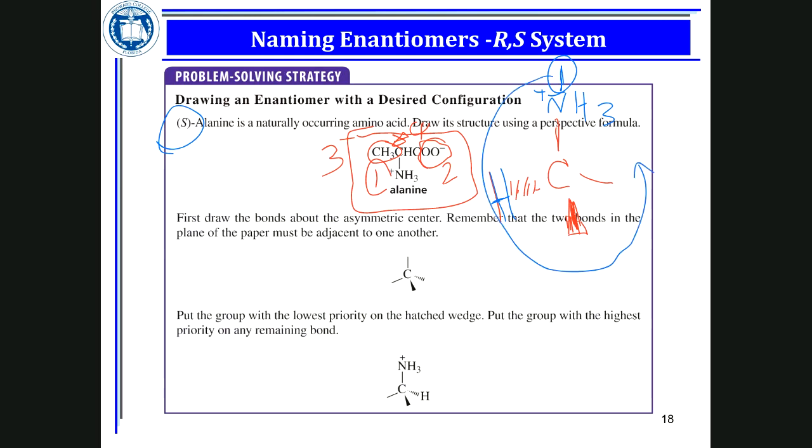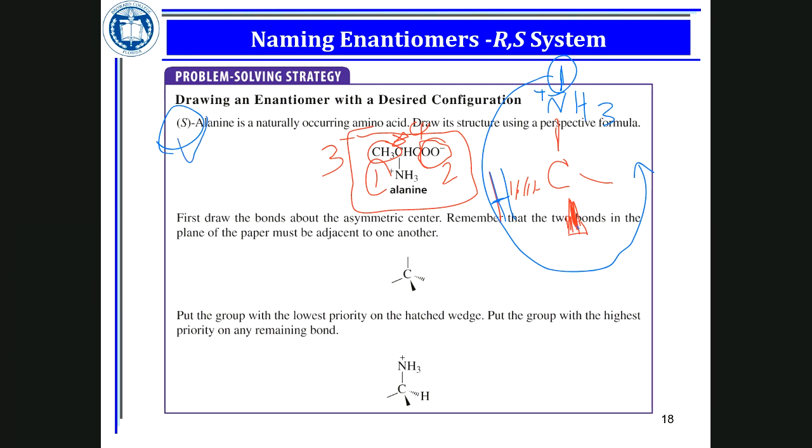So you draw the chiral center, you draw 2 solid lines to show solid bonds, and then 1 dash is going away from you, 1 wedge is coming toward you. Put the lowest priority going away from you, put the highest priority in one of the solid lines, and then draw the loop. Because it's S, your loop has to be counterclockwise.